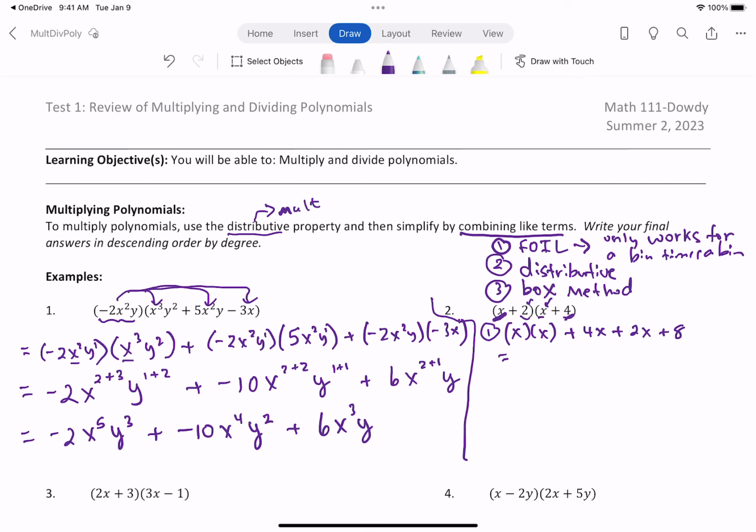So remember the x times x, we're multiplying like bases. So that's x to the first times x to the first. That does give me x squared. If you note, this is usually going to happen here in the middle, what I call the OI in the FOIL. Those are going to be like terms. So 4x plus 2x gives me 6x. And then we bring down the 8. So that's my answer.